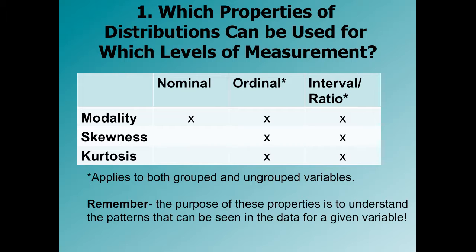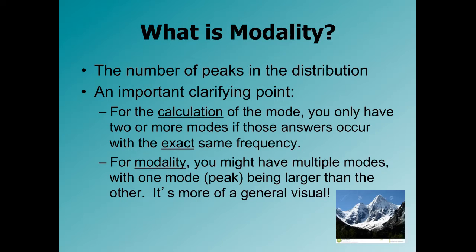So for nominal, the only extra thing that you can evaluate would be modality, the frequency of how frequently something appears. When it comes to ordinal and interval ratio, since here we start having numbers, especially for interval and ratio, that means we can calculate skewness and we can calculate kurtosis. Of course, you do not know what those are yet, but we will cover them soon.